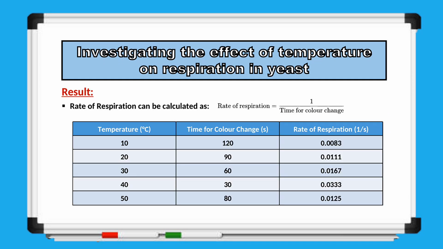Next, we calculate the rate of respiration using the formula, which is 1 divided by the time taken for the color change. When we apply this, we see that at 10 degrees Celsius, the rate of respiration is very slow. As the temperature rises to 20 degrees Celsius, the rate increases slightly, and at 30 degrees Celsius, it rises further. The fastest respiration occurs at 40 degrees Celsius, showing this is close to the optimum temperature for yeast activity. However, when the temperature is increased to 50 degrees Celsius, the rate drops again, indicating that higher temperatures begin to inhibit yeast respiration. This shows clearly that temperature has a significant effect on the rate of aerobic respiration in yeast.